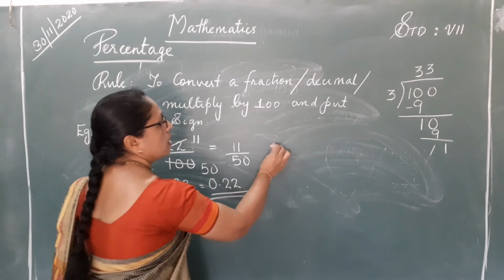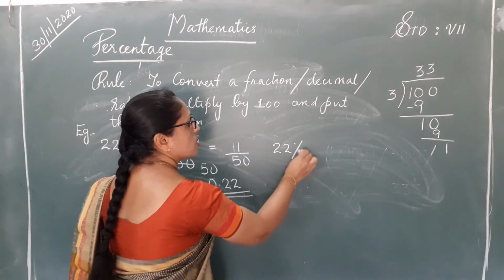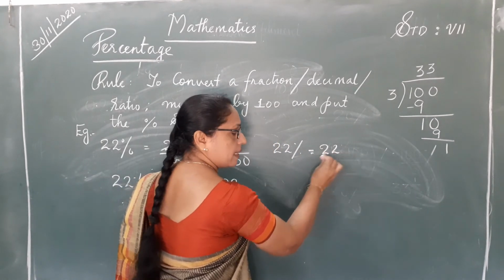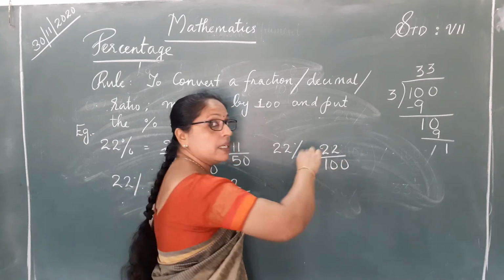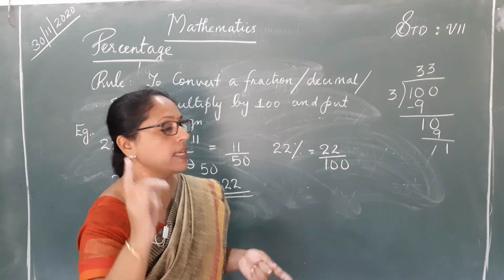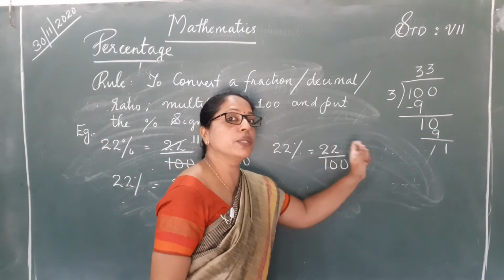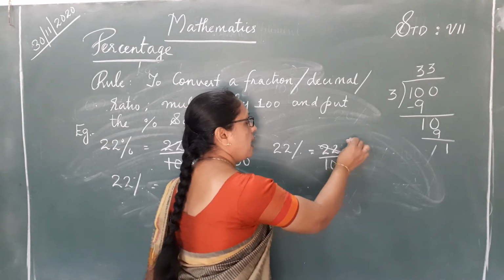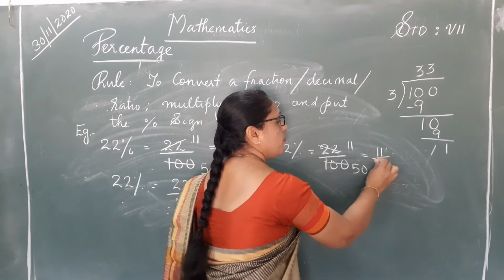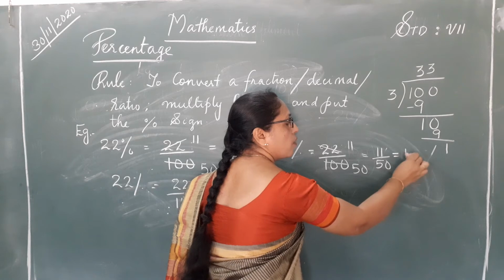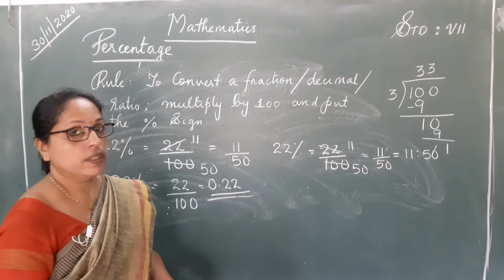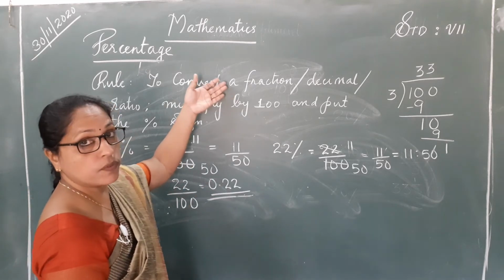Okay, that is 22% is equal to 22 by 100. Same thing, we need to convert into ratio. So, what do we have to do? Yes, divide the fraction, put it in the lowest form. So, you will get 11 by 50. Now, put it in the ratio form: 11 is to 50. So, now we are learning the opposite of this rule.